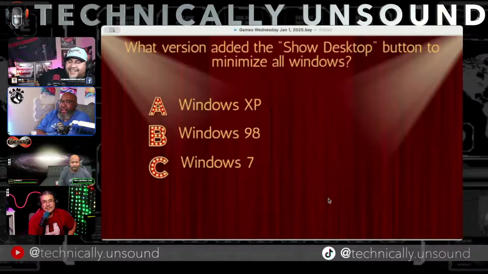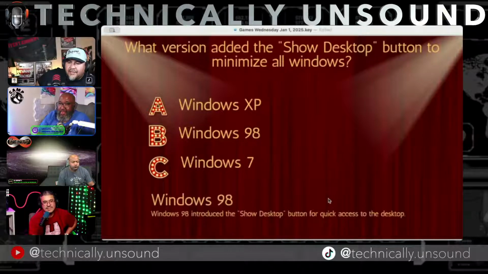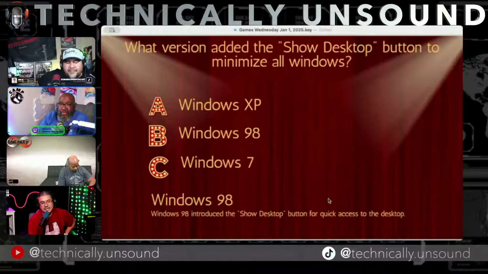What version added the show desktop button to minimize all windows? B. I don't remember the answer. If I had to guess, I would probably say C. But let's see. Oh, that's okay. Big E's right. Damn. So was Cipher. He said A. He flip-flopped. Yep, his first instinct. Joey, first instinct, always stick with it.